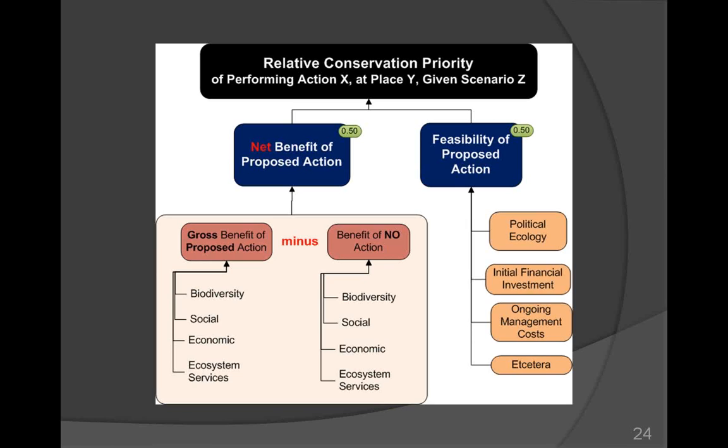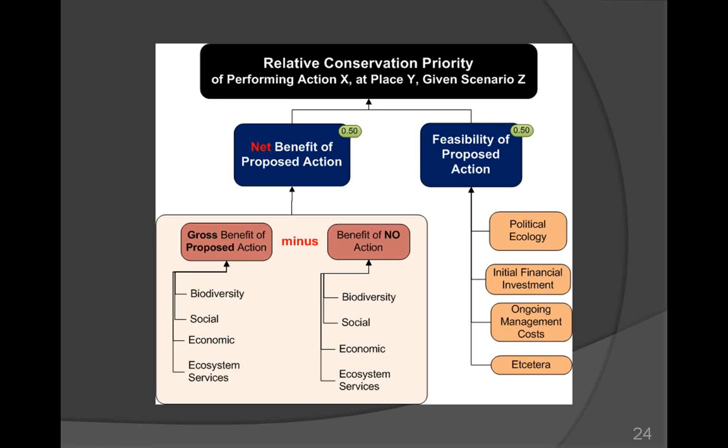And so the difficultness of the action could be based on the actual financial investment of doing the action, the ongoing management costs of committing to that action, the political ecology of the whole issue, and that's where the whole stakeholder process comes in, and the politics of the landscape, and all of that can be programmed into it in a spatially explicit manner.